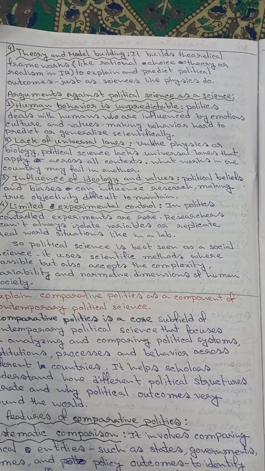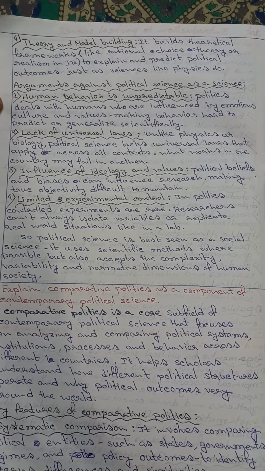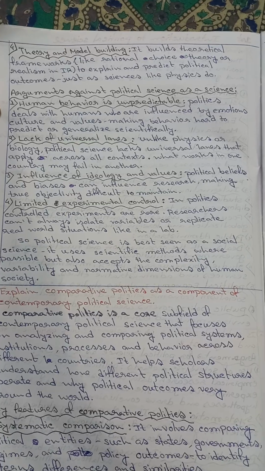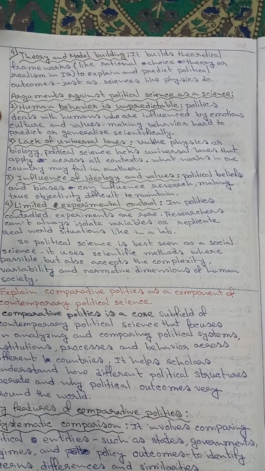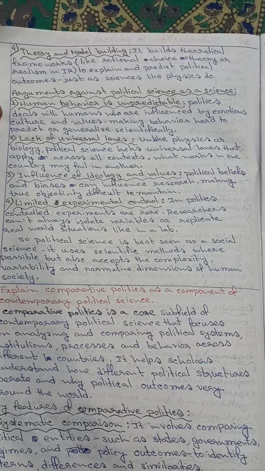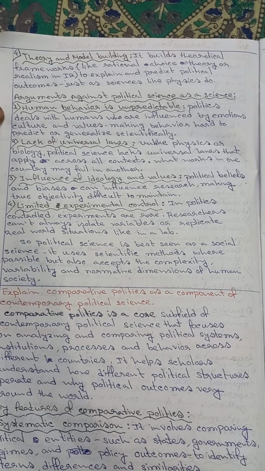Arguments against political science as a science. First, human behavior is unpredictable. Politics deals with humans who are influenced by emotions, culture, and values, making behavior hard to predict or generalize scientifically.